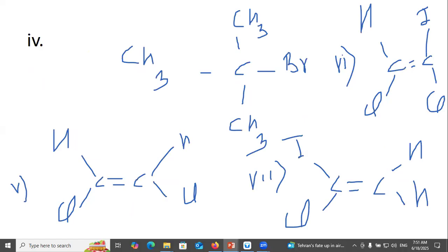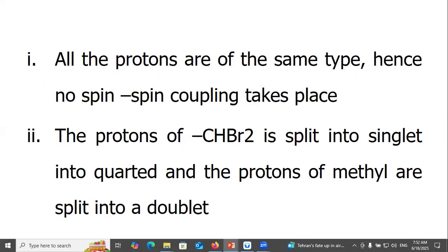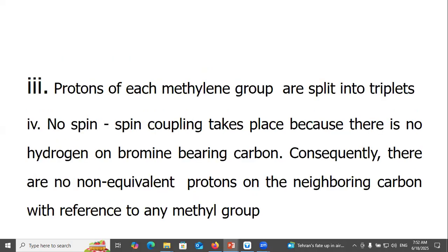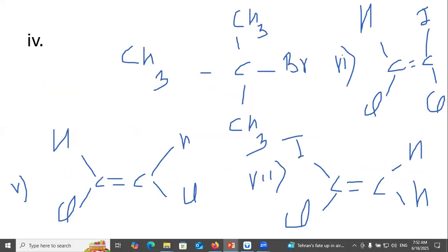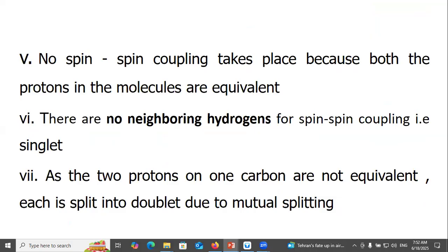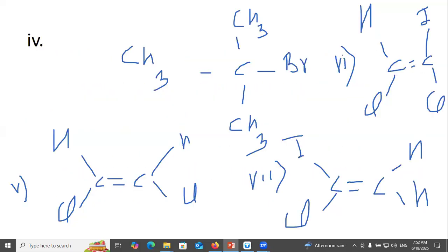See, dichloroethane. In case of example 7, chloroiodoethane, there is no neighboring hydrogen for spin-spin coupling, that is, a singlet. In case of example 6, iododichloroethane.